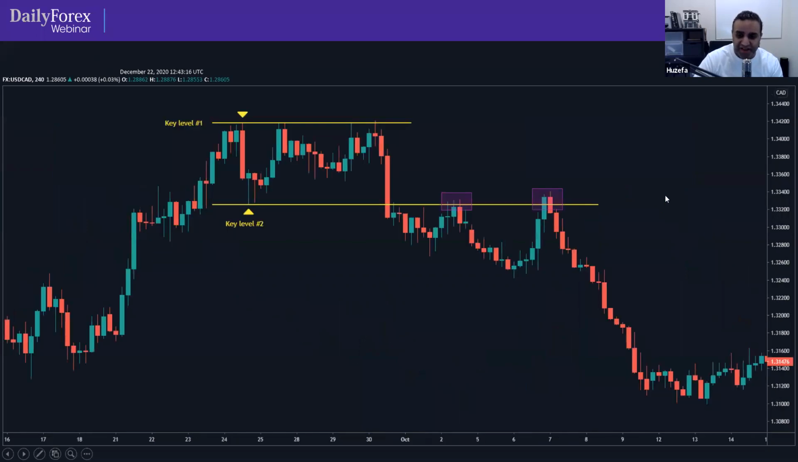So I'm going to go back. This is the second test, and then the price moved down. And I'm going to show you where I took my target in a second when I bring my fib levels up.